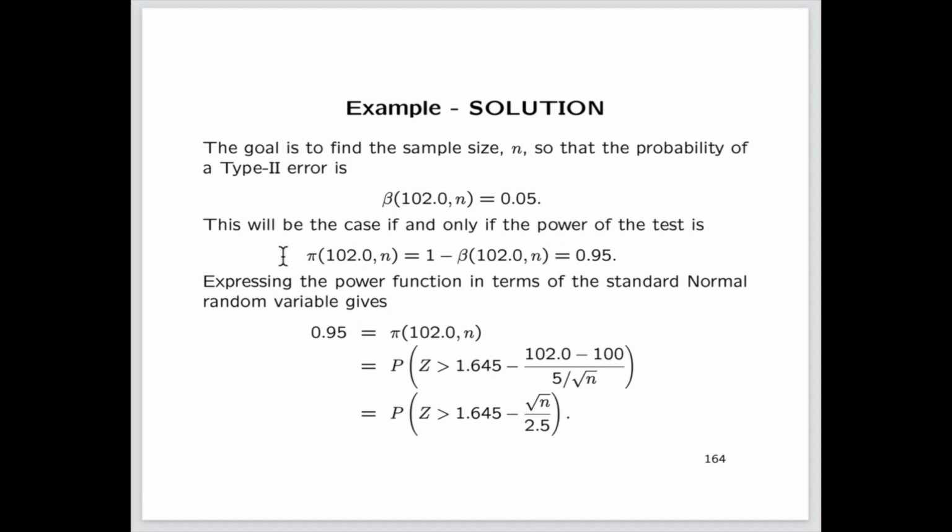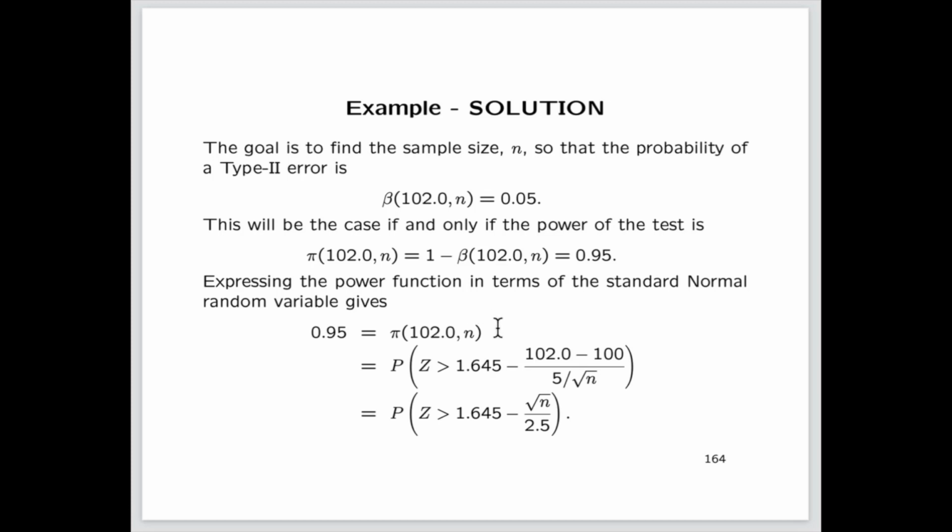Now, we can either solve the equation for beta for n, or we can solve the equation involving the power for n. And it's a little bit easier in this context to solve the equation involving power. And so expressing the power function in terms of the standard normal random variable gives us the following equation. 0.95 is equal to the power evaluated at 102.0 and n, where n is the unknown.